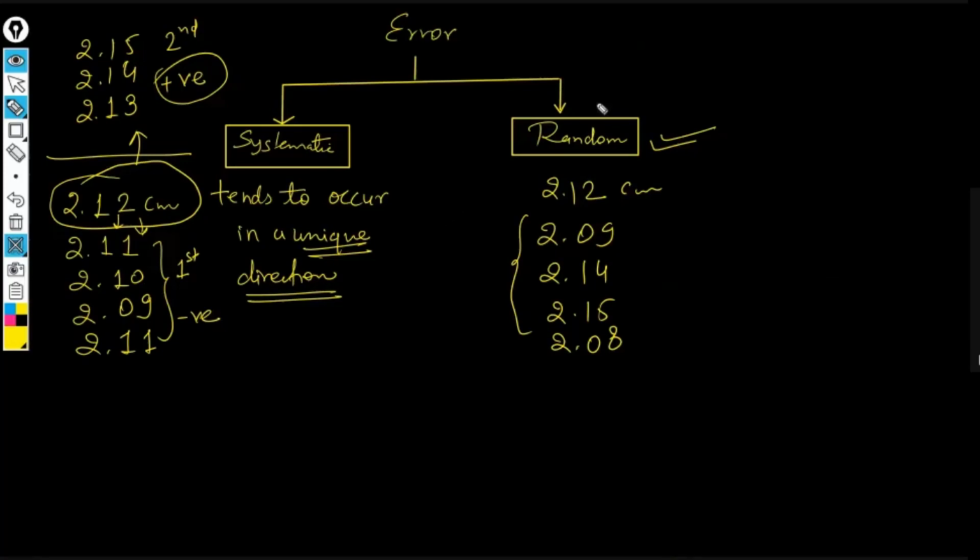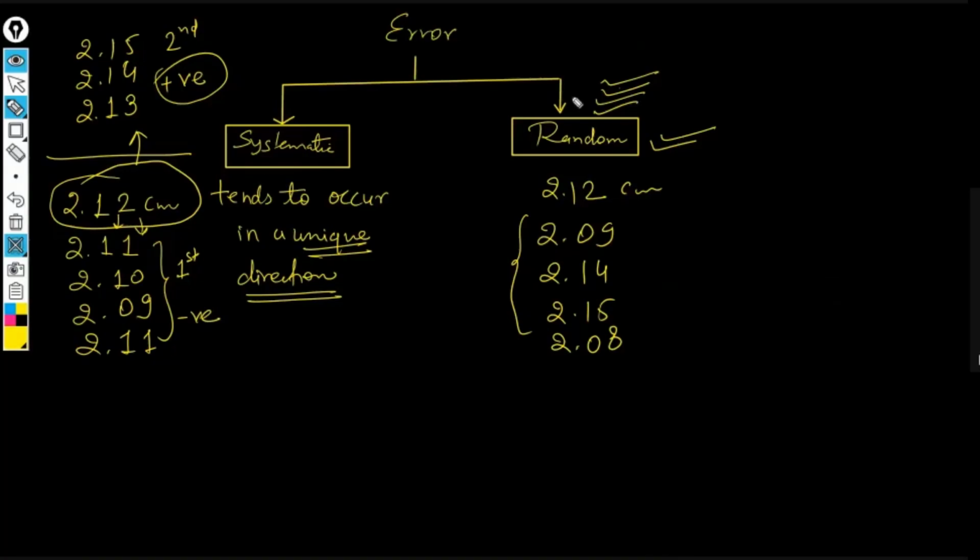We are going to focus only and only on random errors. Now we will see how to measure error and what are the ways to minimize the error. Note down these two parts, then we will move ahead.